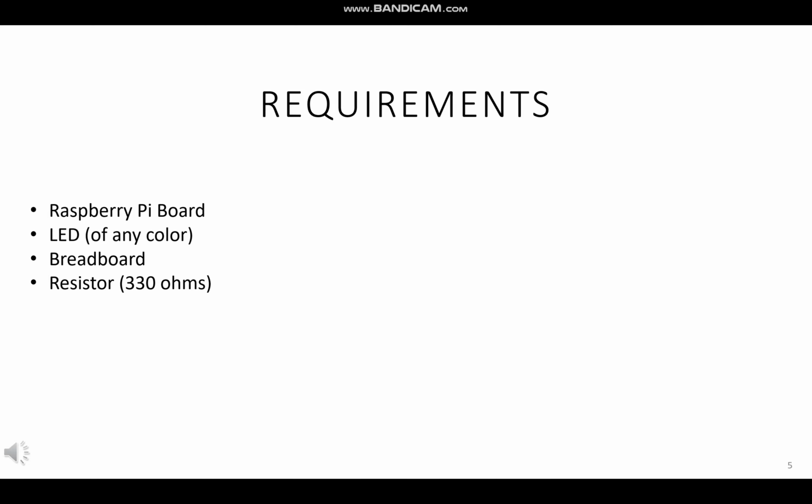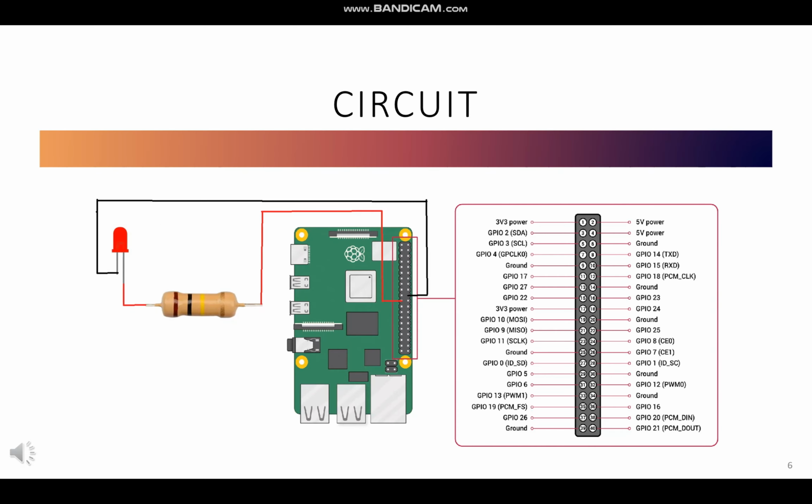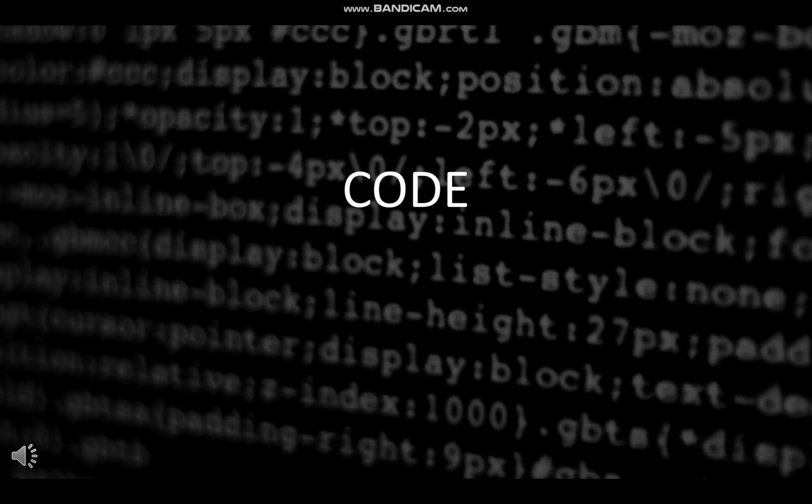Requirements for this project are as follows: a Raspberry Pi board, an LED, a breadboard, and a 330 ohm resistor. This is the simple circuit for this project. Now let us look at the code for this project.